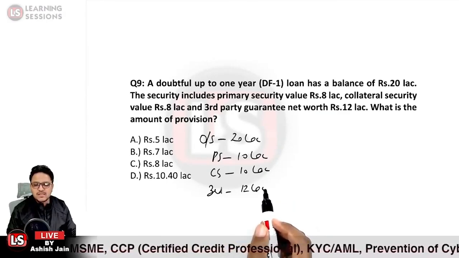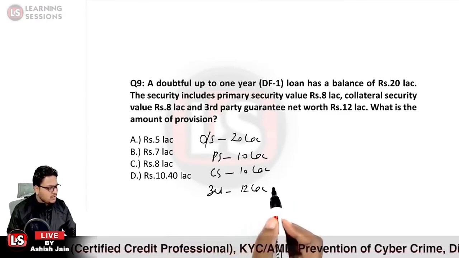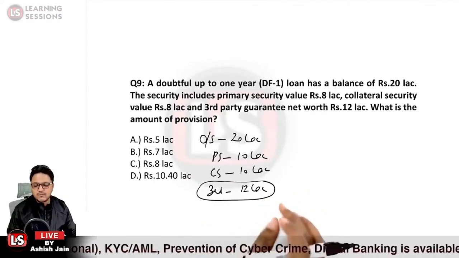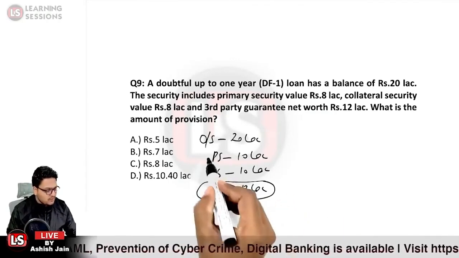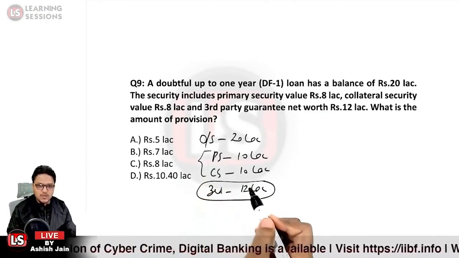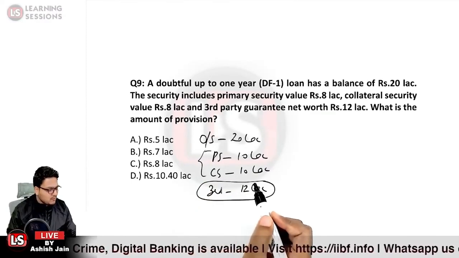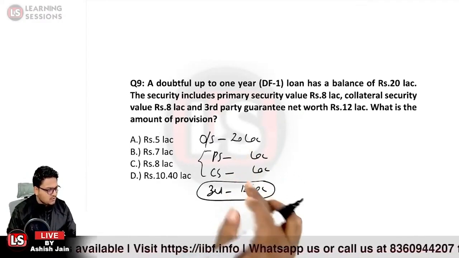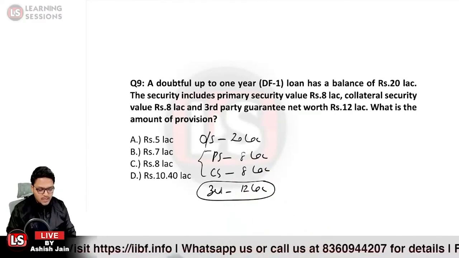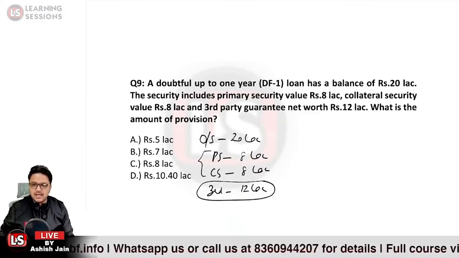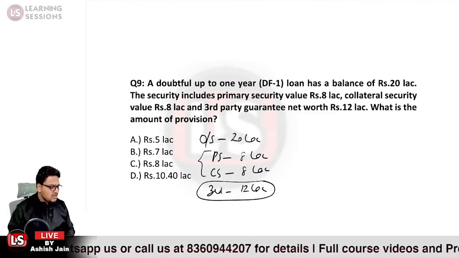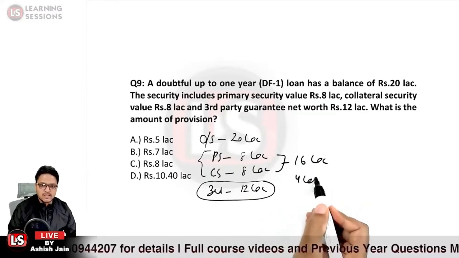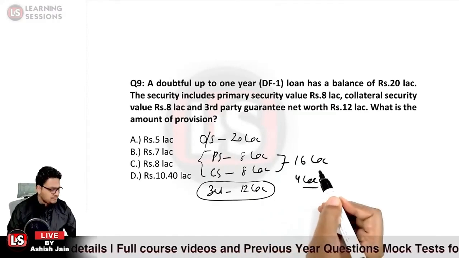We have already discussed in the previous lecture that the third party guarantee is not considered, not accountable for the security part. So we will be considering only the primary security and the collateral security. As the secured part, that will be 8 lakh rupees each, so it will be 16 lakh rupees. The secured part comes out to be 16 lakh rupees, and the unsecured part is 4 lakh rupees, the shortfall in security.